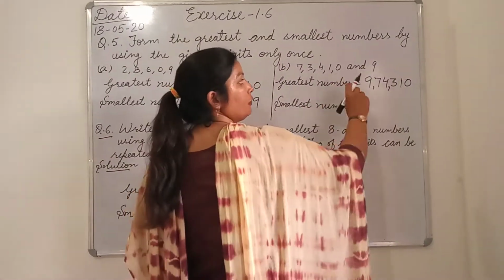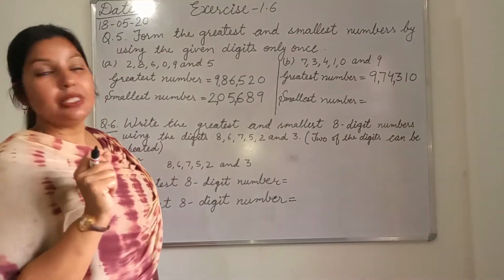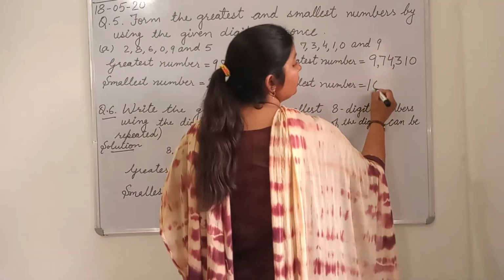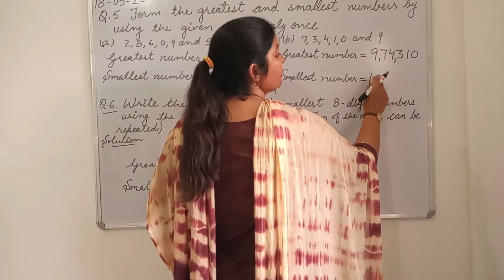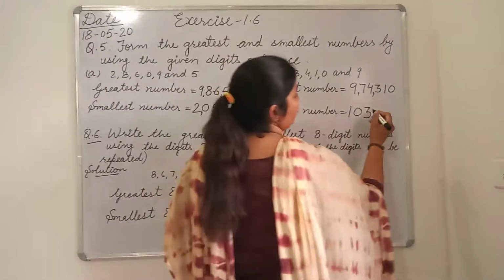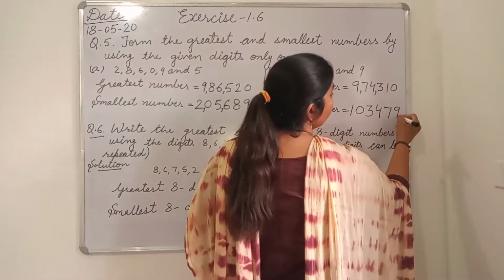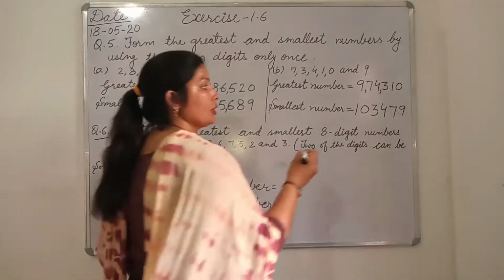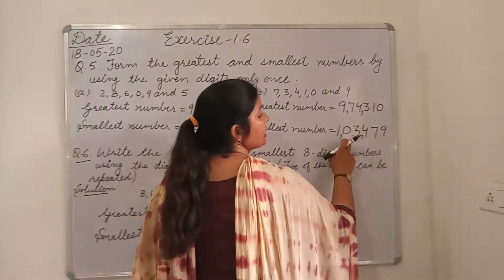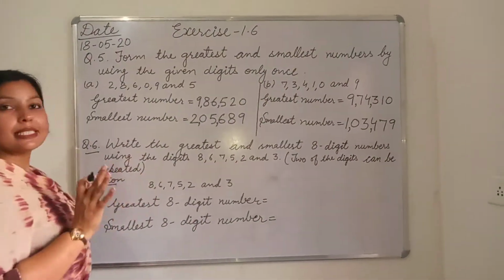The same way you should arrange in smallest number also. So you will see that first of all smallest is 0 and 0 we will not take in the beginning. So after 0 next small is what? 1 here. So first of all we take here 1, then 0, then next small is what? 3, then next is what? 4, then 7, then 9. So now we put commas to separate the period. So ones, tens, hundred, thousand, 10,000. So it becomes 1,03,479. So like this you have to arrange in greatest and smallest number.